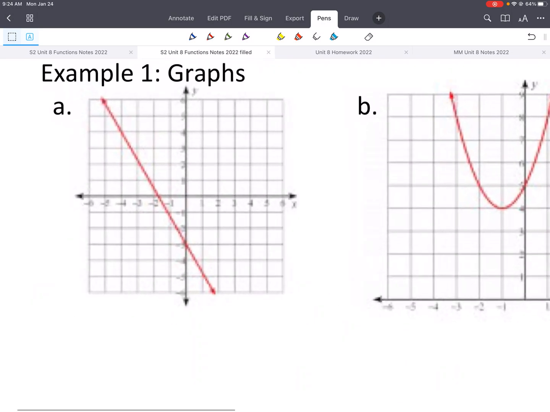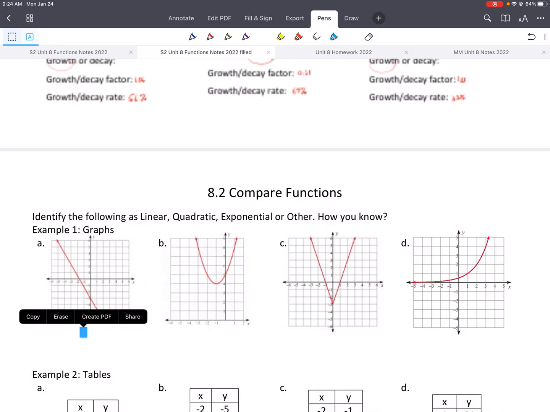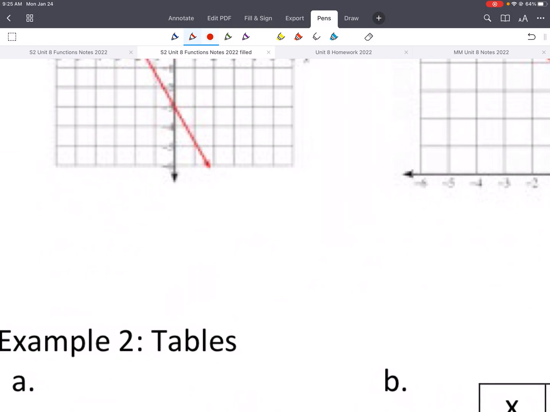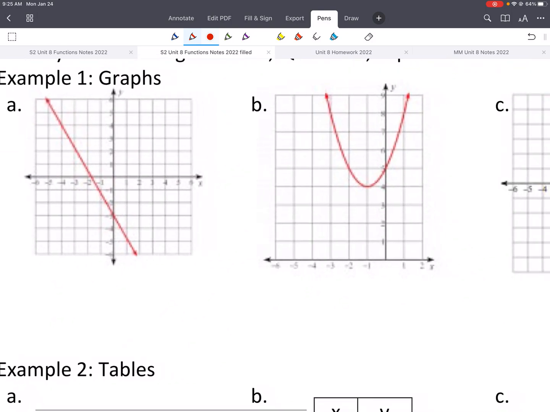So first off, looking at these, this would be a linear. How do we know? I guess that's part of the thing here, how do you know? So don't leave that off when we do our homework and our test. So this is linear. Okay, how do we know? Well, it's a constant slope. Okay, so linear equations have constant slopes.